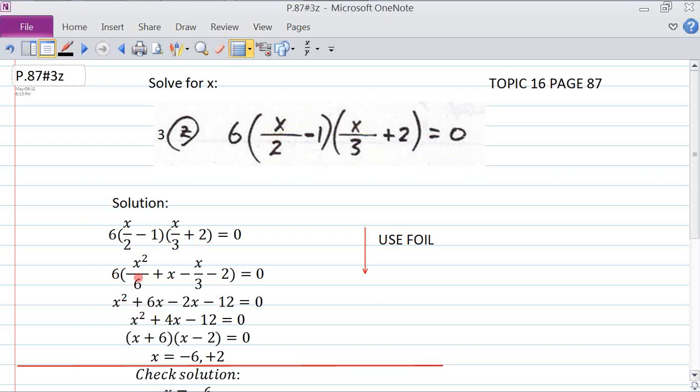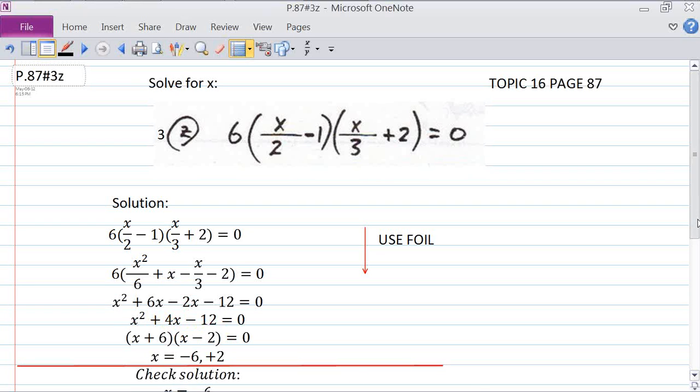I'm going to multiply 6 times x squared over 6, which gives me x squared. 6 times plus x gives me 6x. 6 times minus x over 3 becomes minus 6x over 3, which is minus 2x. And 6 times minus 2 becomes minus 12. So now I combine these two terms. 6x minus 2x is 4x. And I get x squared plus 4x minus 12.